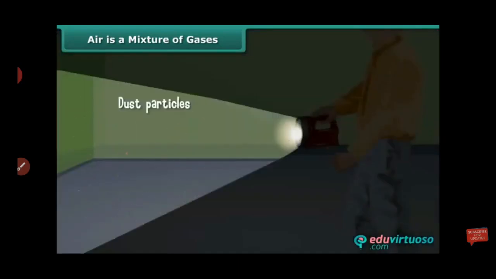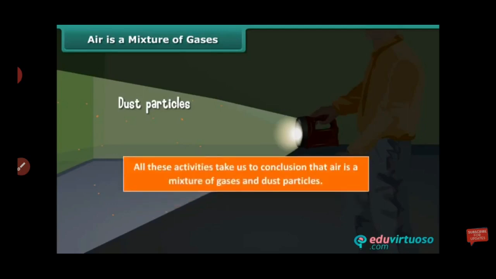On the other hand, you can use a torchlight while moving in dark places. In that torchlight, you could find some dust particles present. So, air contains dust particles. All these activities lead to the conclusion that air is a mixture of gases and dust particles.